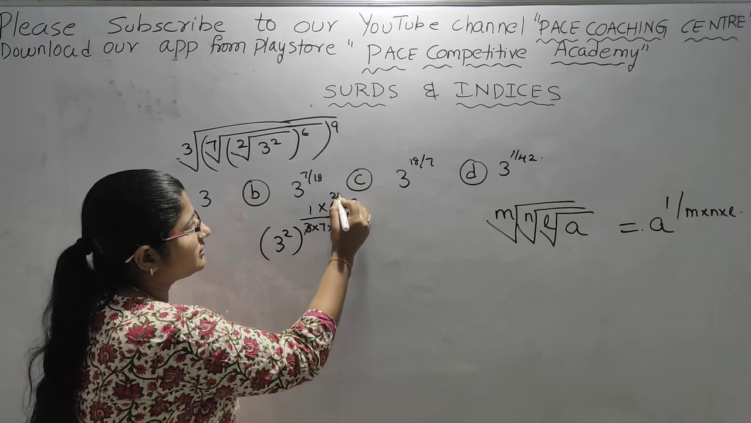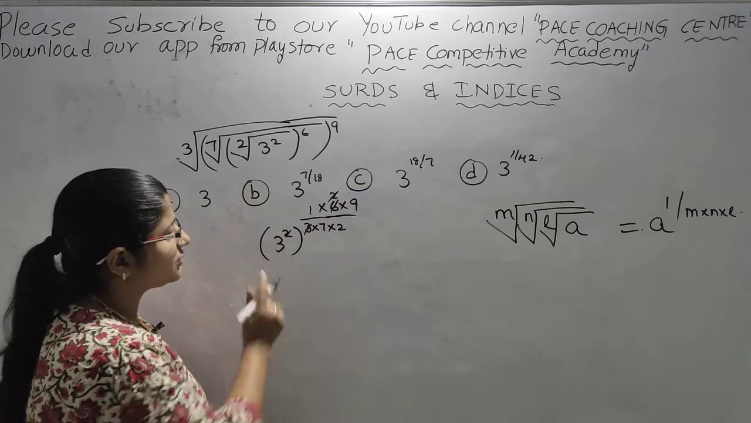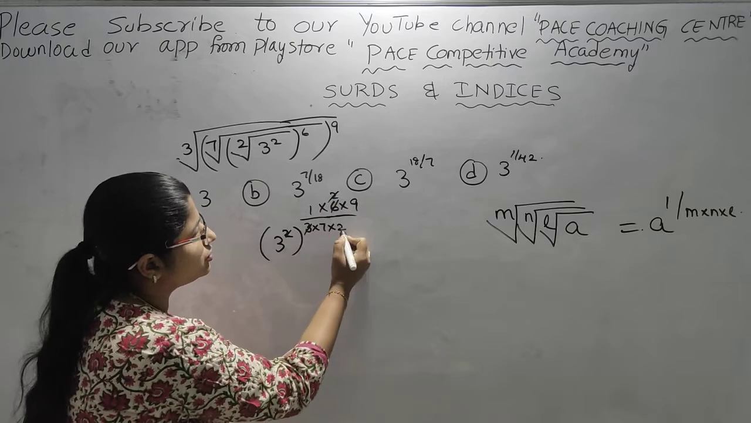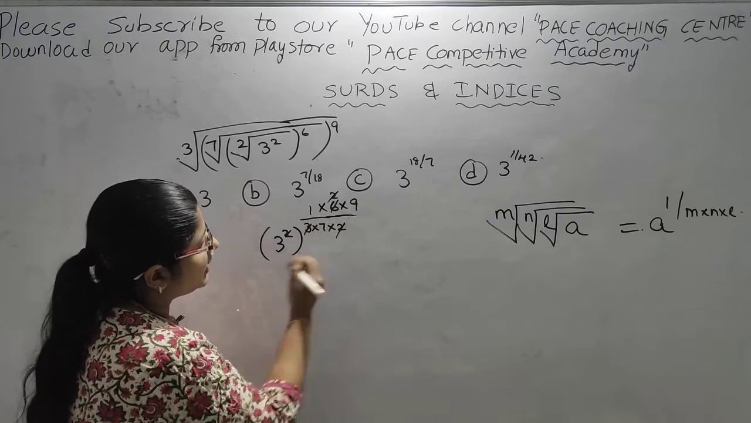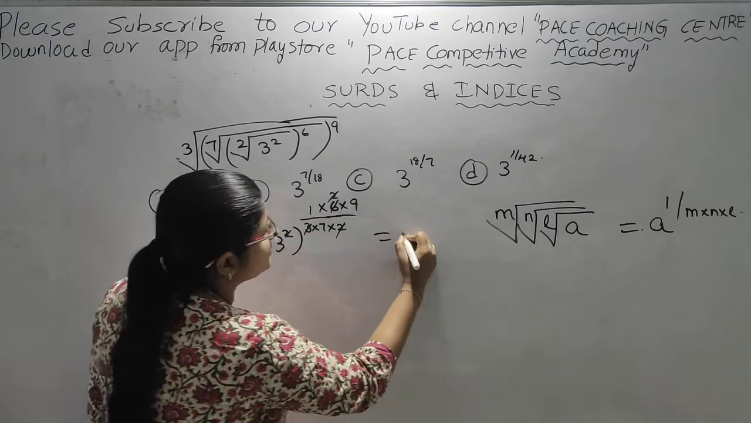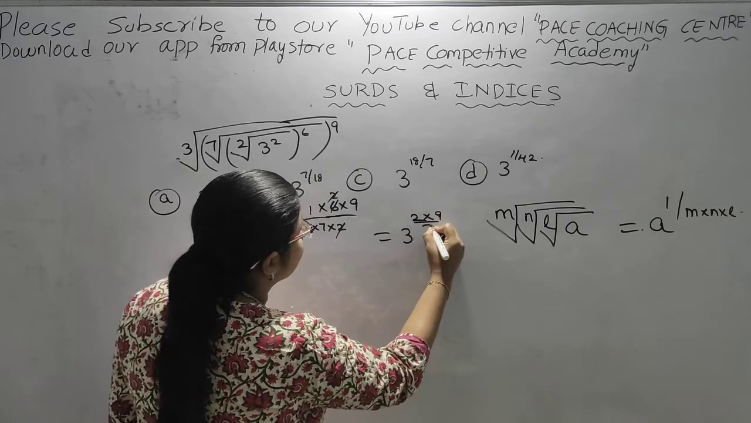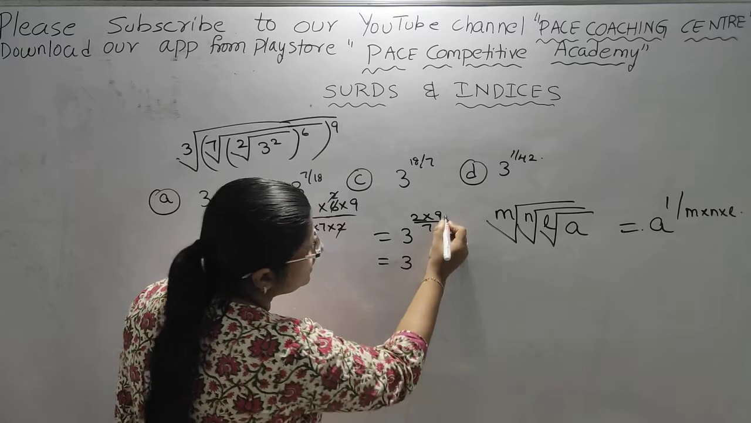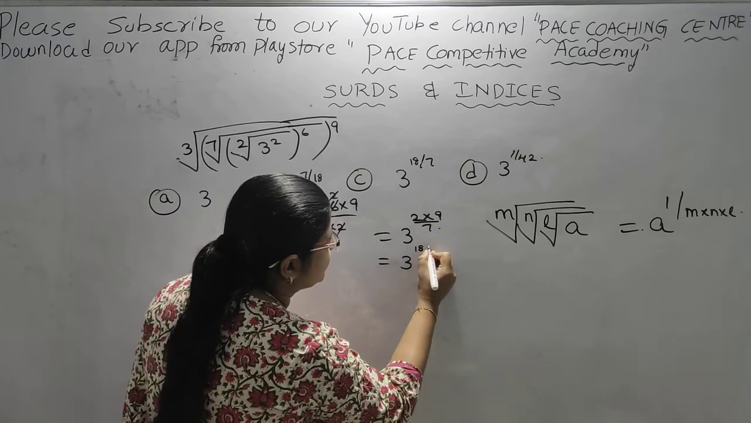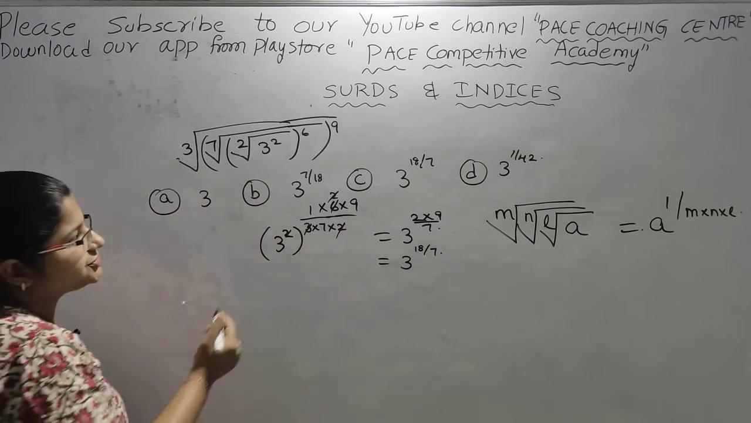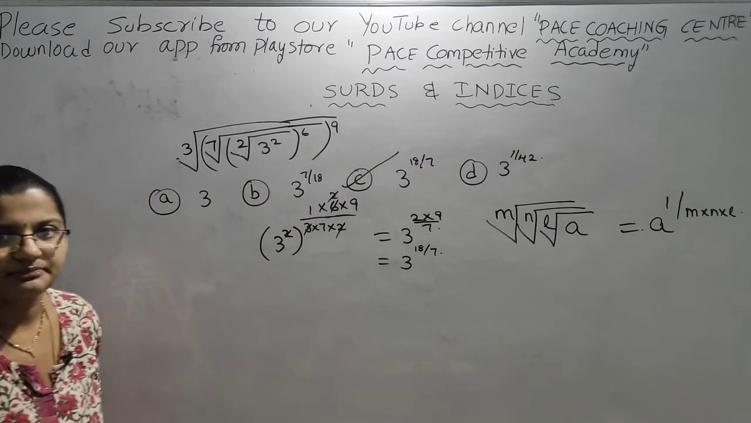3 2s are 6, 2 gets cancelled. Okay. Sorry. 2 gets cancelled, and you will be left with 3 power 2 into 9 divided by 7, which is nothing but 9 2s are 18. 18 divided by 7. So option C is the answer.